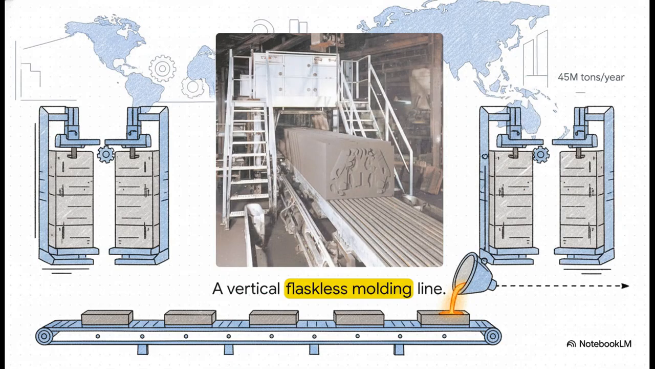Now, doing this by hand is great if you just need a few custom parts, but what about mass production? Well, here is a massive vertical flaskless sand molding line. In these super modern setups, machines basically blow and squeeze the sand against a pattern at incredibly high speeds to form these vertical chambers. Then, these molds travel down a long conveyor belt where automated pouring systems just constantly fill them. To put that scale into perspective, this is how a country like China can produce roughly 45 million metric tons of sand castings in a single year.